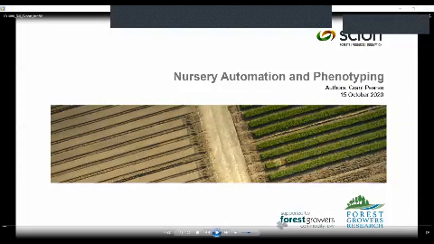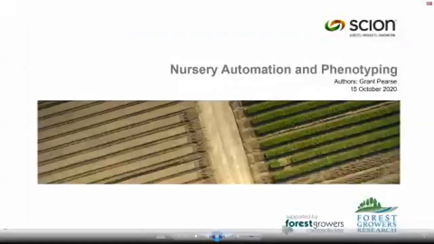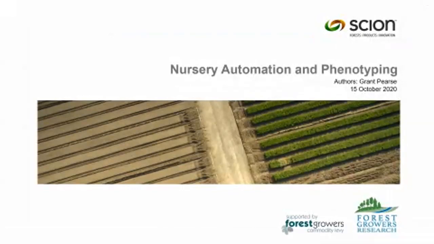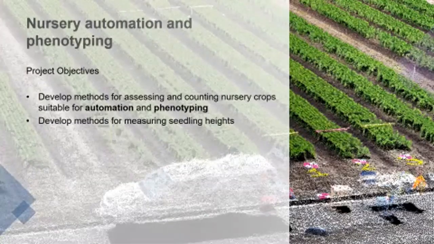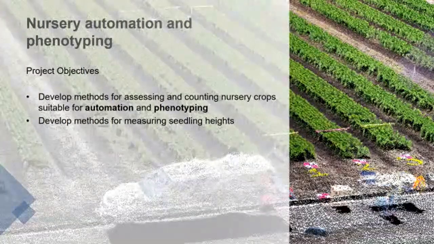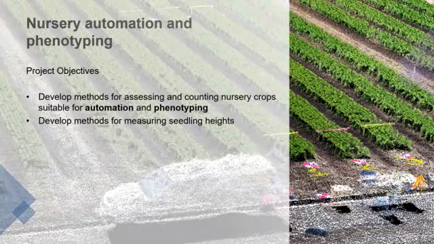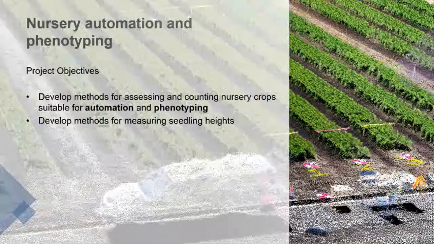My presentation covers FGR-funded research on nursery automation and phenotyping. We wanted to develop methods that would allow us to rapidly assess and count nursery crops in a way that was suitable for both automation and phenotyping. And at the same time, we wanted to test new sensors that had become available, which could allow us to count seedlings and measure their height at the same time.